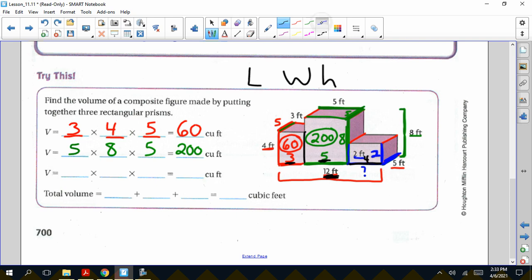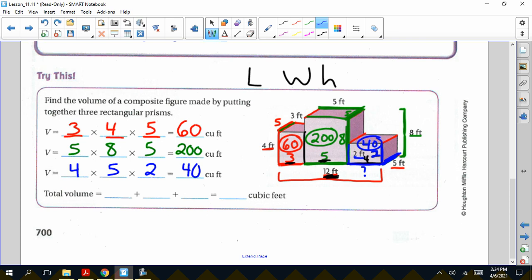So we're going to do 4 times 5 times 2, which is 40 cubic feet. The last rectangular prism is 40 cubic feet. You do have to search around a little bit and maybe use some investigating or detective work there to figure out what is a missing length there for your length, width, and height.